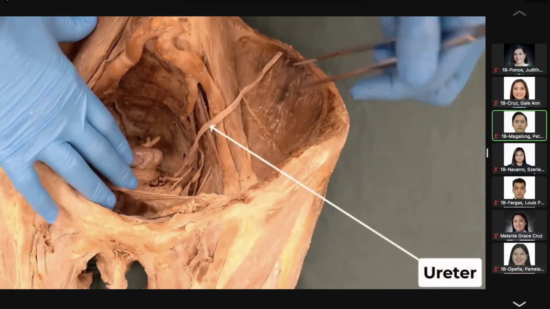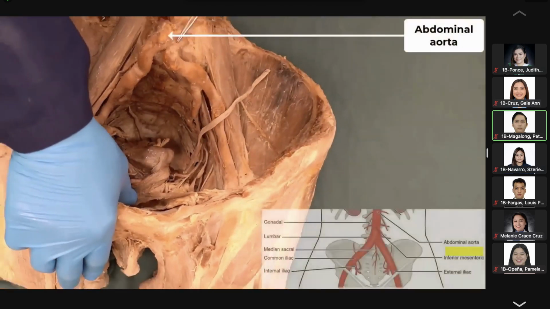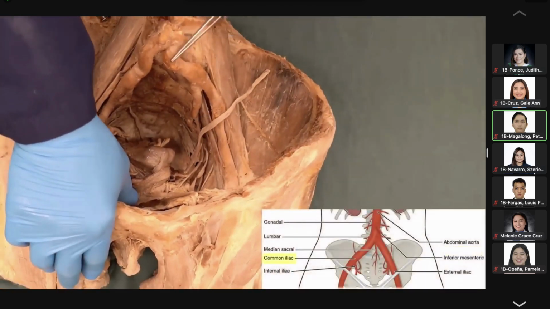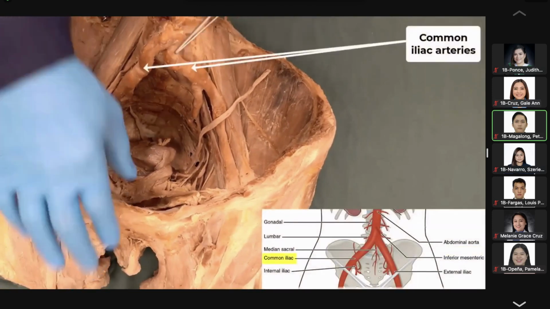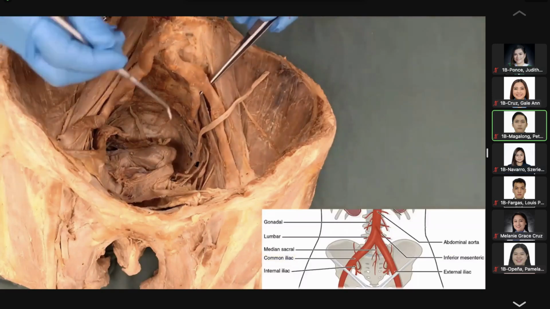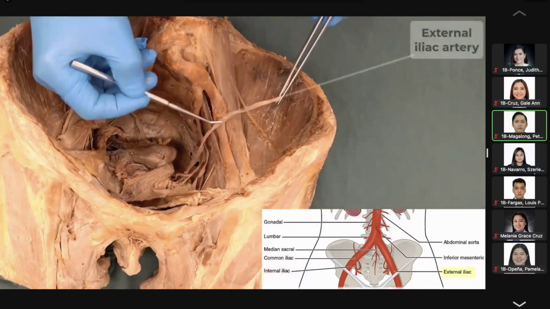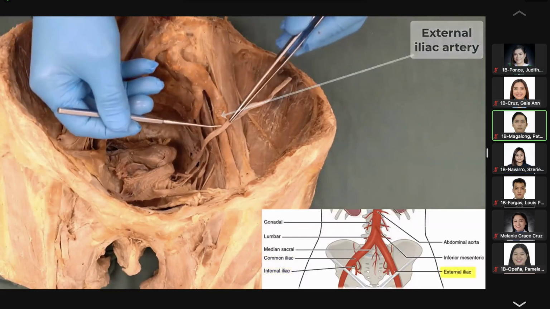By the way, this is the ureter coming from the posterior abdominal wall. So when it comes to the blood vessels, we start from the aorta. Here is the aorta, and then the left common iliac and right common iliac. Then each common iliac is divided into 2 branches, internal iliac and external iliac.